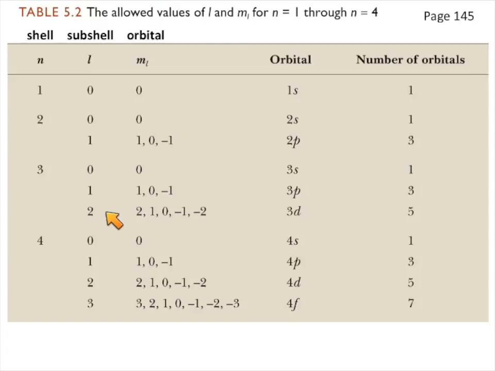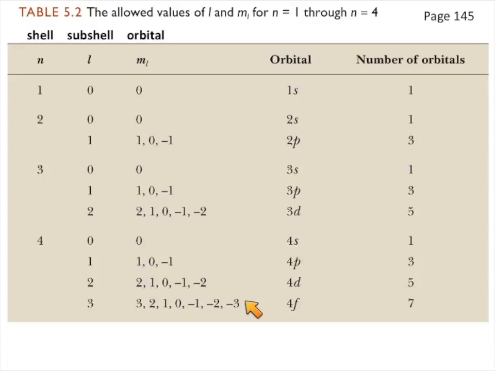Now you can have L equals 2. The azimuthal quantum number can equal 2, and then your magnetic quantum number can go from +2 to -2 in integer steps. We call these the d orbitals, and this is the 3d. When you write this, you write the principal quantum number first, and then you write the letter second.